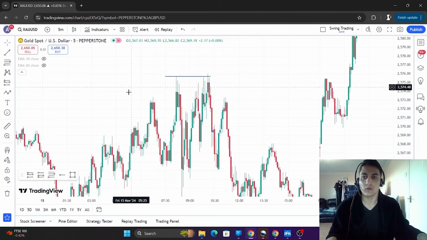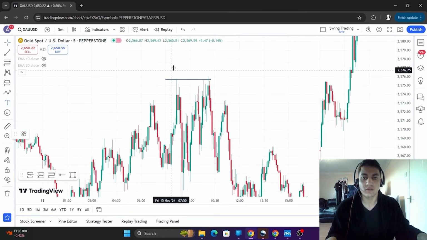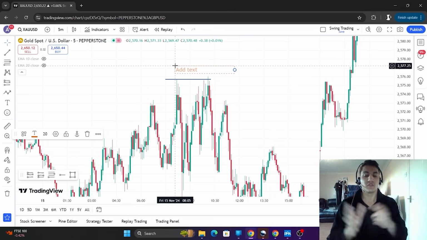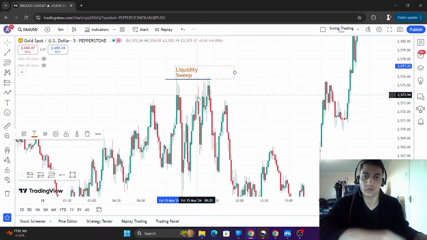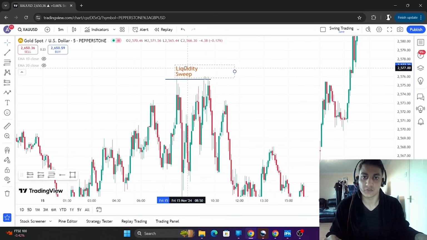So I'm just going to mark out the liquidity sweep here, because this is so important. If you're a day trader, scalper, or even a swing trader like I am, you want to wait for a liquidity sweep before you enter, because if you don't wait for a liquidity sweep, you're going to get swept. So I'm going to mark this out, liquidity sweep. And this is probably the second most important thing. Once you've got the bias, you need to wait for a liquidity sweep. Otherwise, you're going to be getting your stop loss taken.